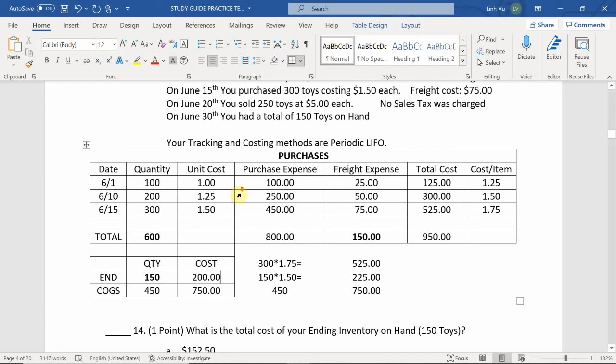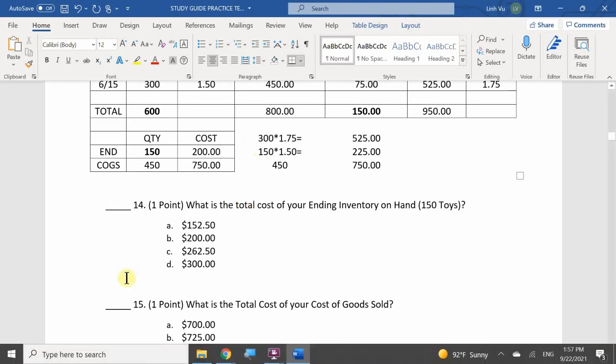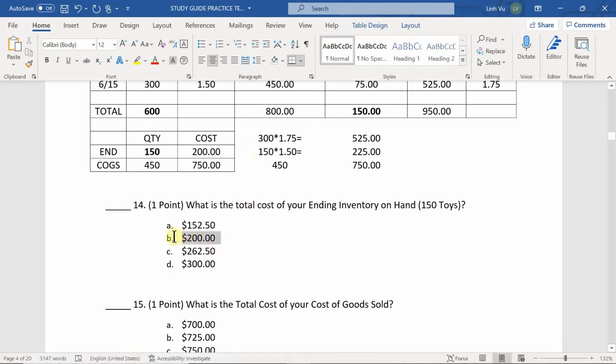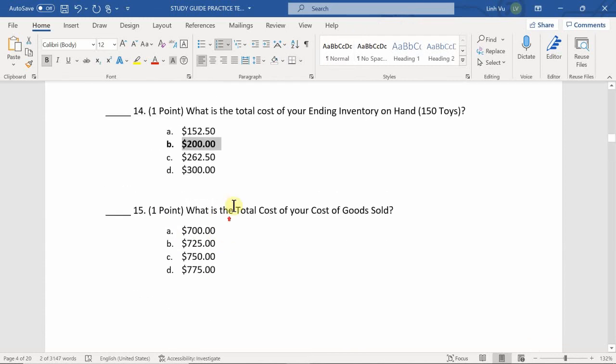Good, 200. So the question asks, what was the total cost of goods sold at the end of your inventory? B. Good. And then question 15 asks, what is the total cost of your cost of goods sold? It was 750.